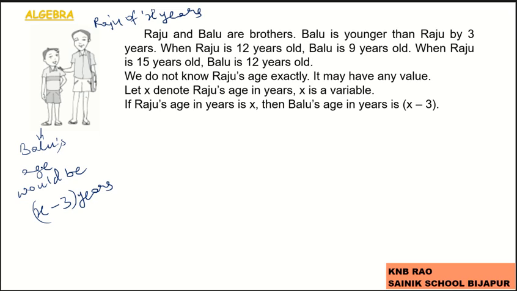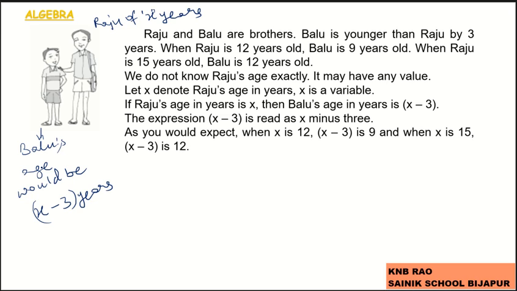The expression x minus 3 is read x minus 3, and as you would expect, when x is 12, then x minus 3 is 9. When x is 15, then x minus 3 is 12. Children, this is the idea of variable.